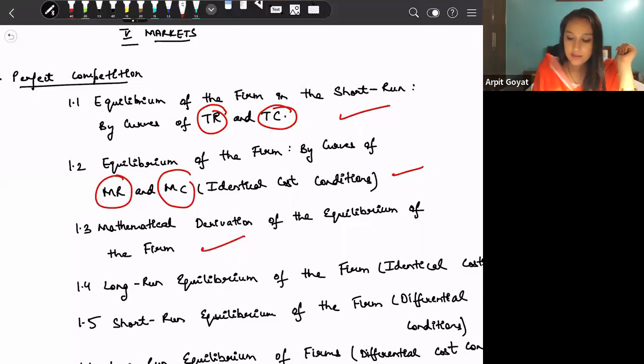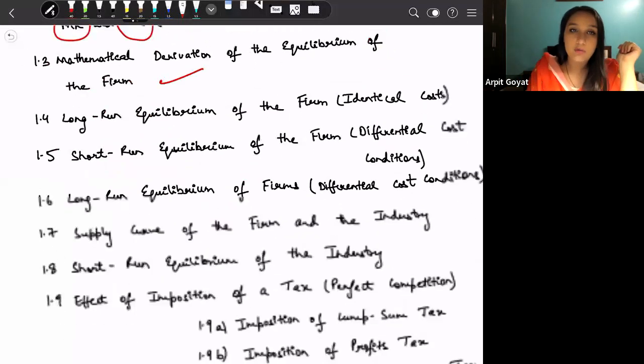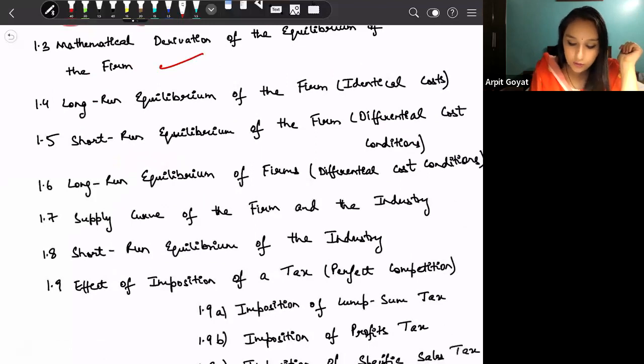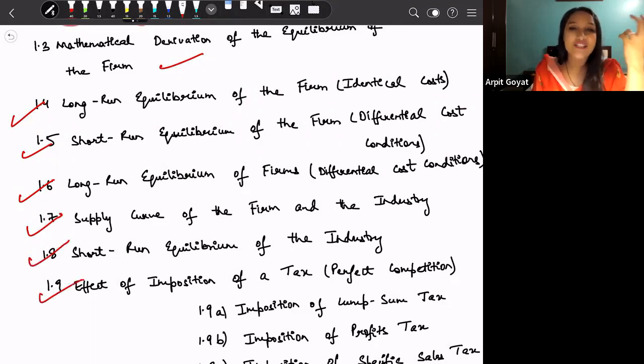Then we will also discuss the mathematical derivation of the equilibrium of the firm. Then long run equilibrium of the firm in case of identical cost. Short run equilibrium of the firm in case of differential cost conditions. Long run equilibrium of the firm, supply curve of the firm as well as the industry, short run equilibrium of the industry, effect of imposition of a tax from the aspect of producers also we will discuss.